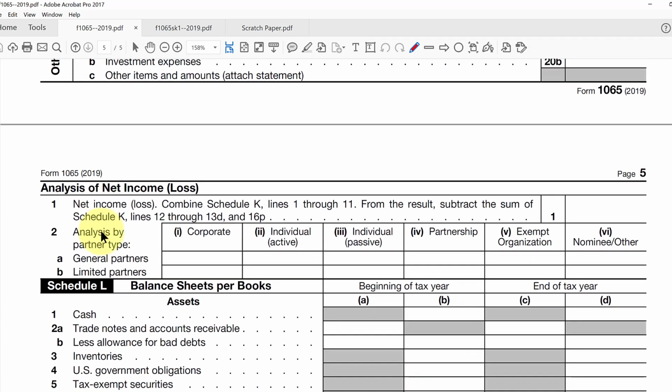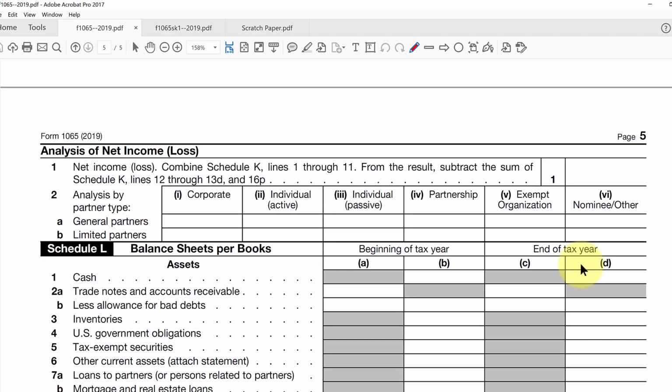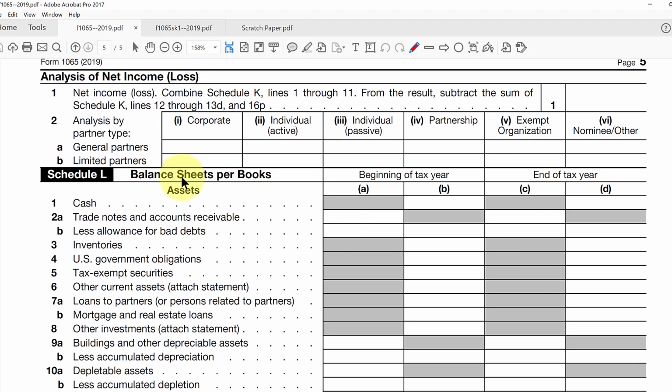At the top of this page 5, this last page, is the allocation of total income. In other words, all the income, both the ordinary business income and separately stated items, is totaled up here in this line 1. And then it shows how it's allocated among the different types of partners based upon the type of entity they are. So this is just a reconciliation of allocating the total profit or loss among all the partners. And then, of course, our balance sheet, both for the end of the year and the beginning of the current year. So we have 4 columns here.